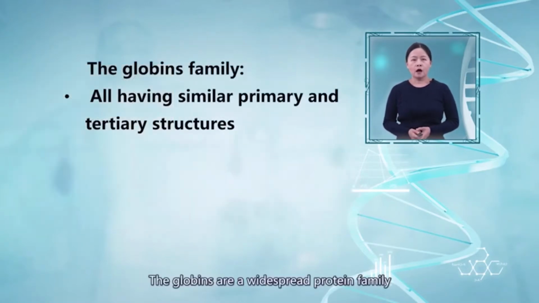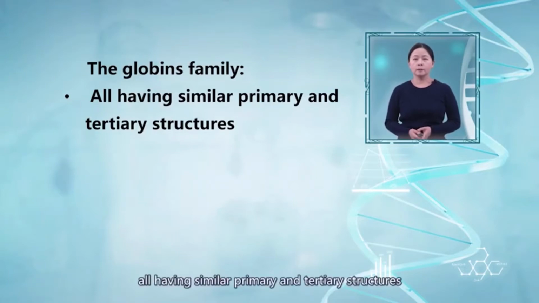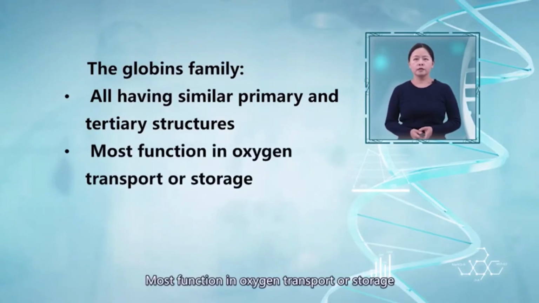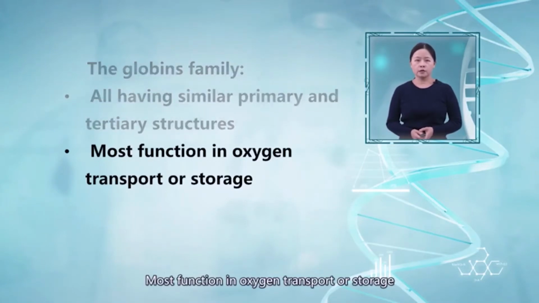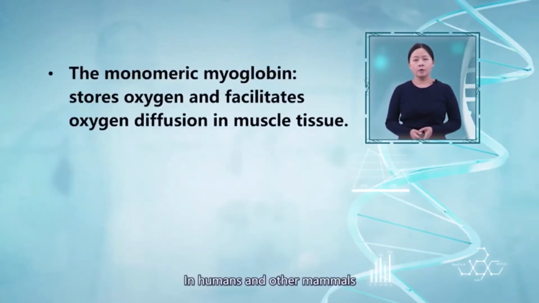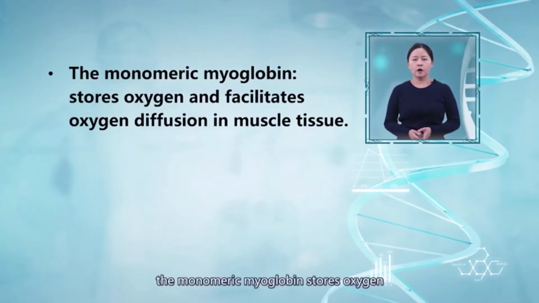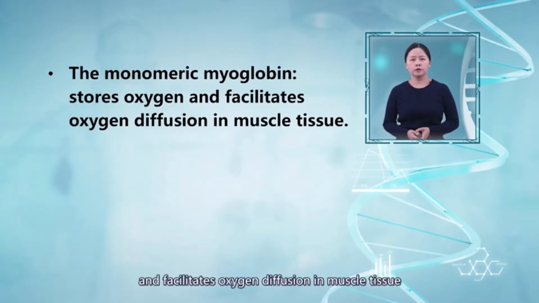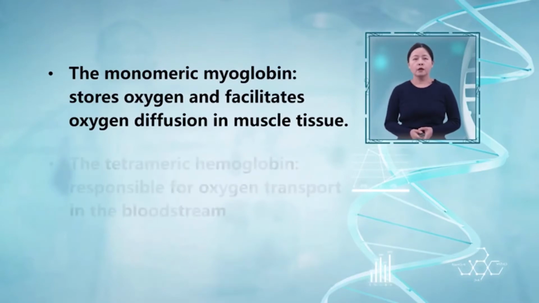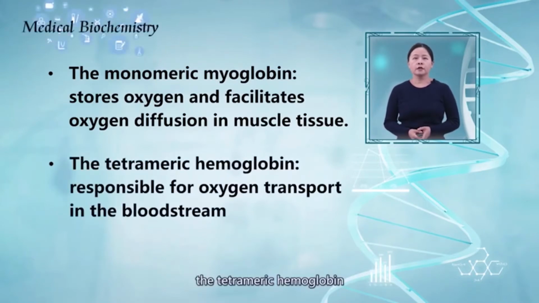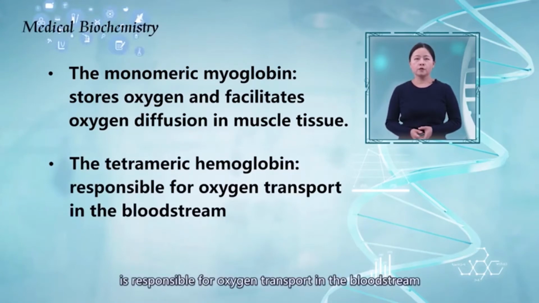The globins are a widespread protein family, all having similar primary and tertiary structures. Most function in oxygen transport or storage. In humans and other mammals, the monomeric myoglobin stores oxygen and facilitates oxygen diffusion in muscle tissue, whereas the tetrameric hemoglobin is responsible for oxygen transport in the bloodstream.